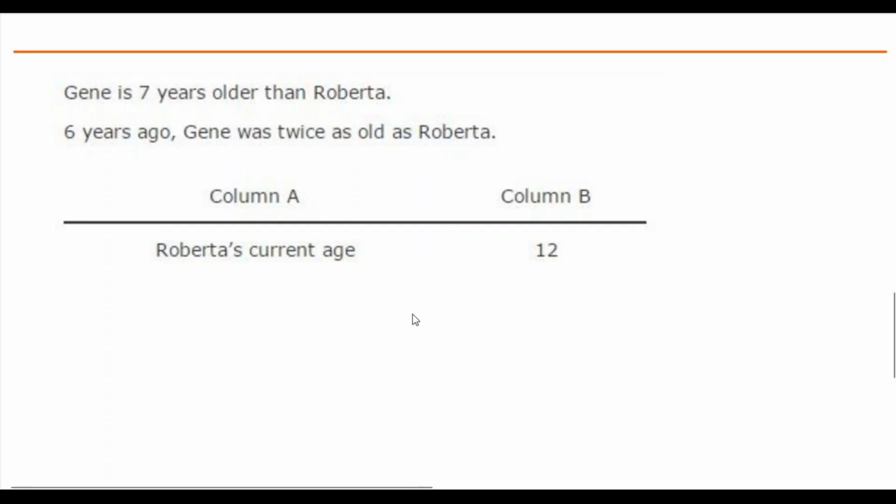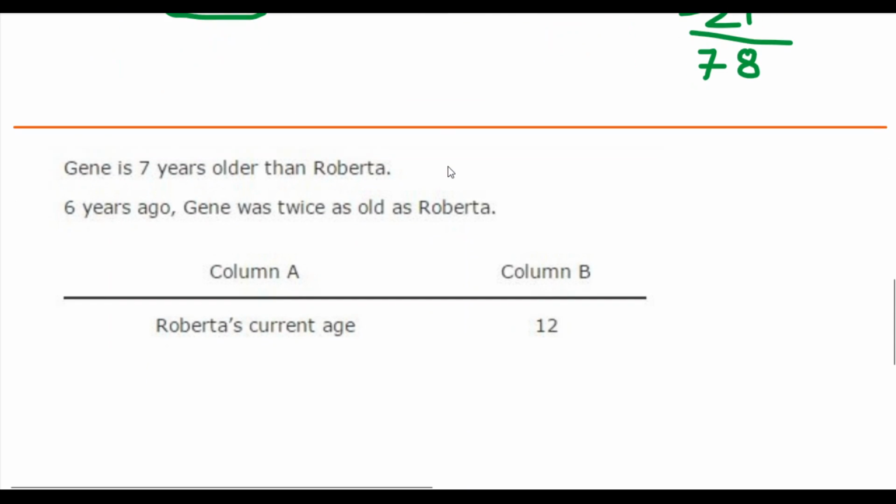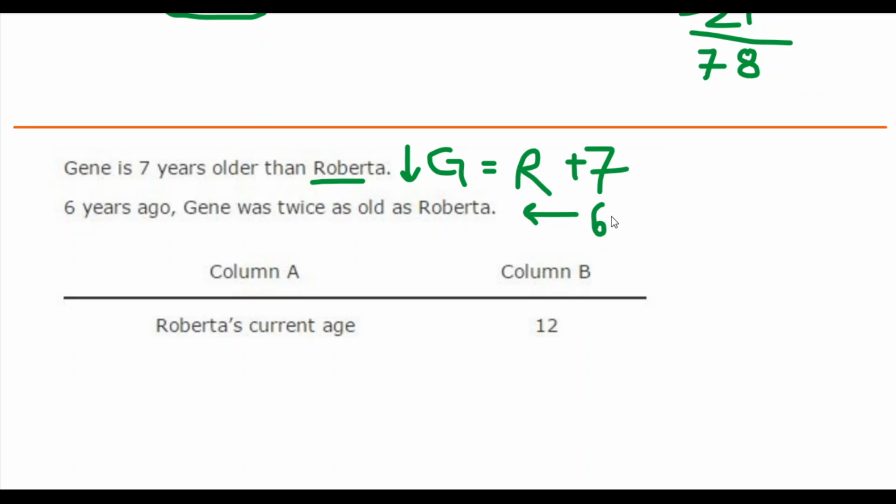Okay, an age problem. Jean is 7 years older than Robert. So we have Jean, and she is 7 years older than Robert. Let's call it G, Jean's age, and R for Robert's age, and this is probably happening now, right? Then it says 6 years ago. Oh, okay, so now we're talking about 6 years in the past. 6 years ago, Jean was twice as old as Robert.